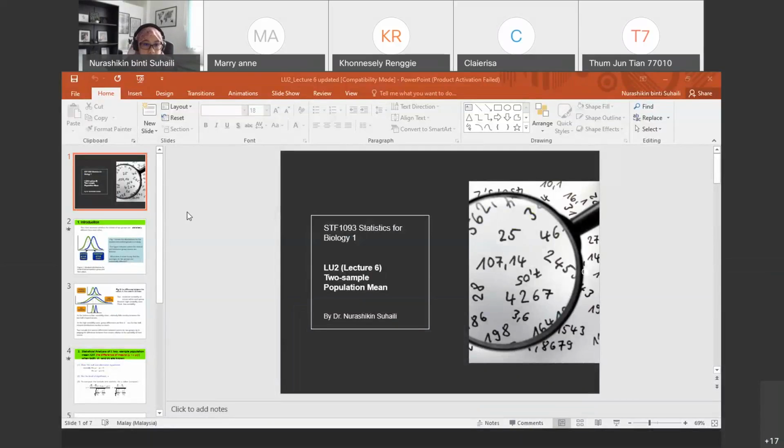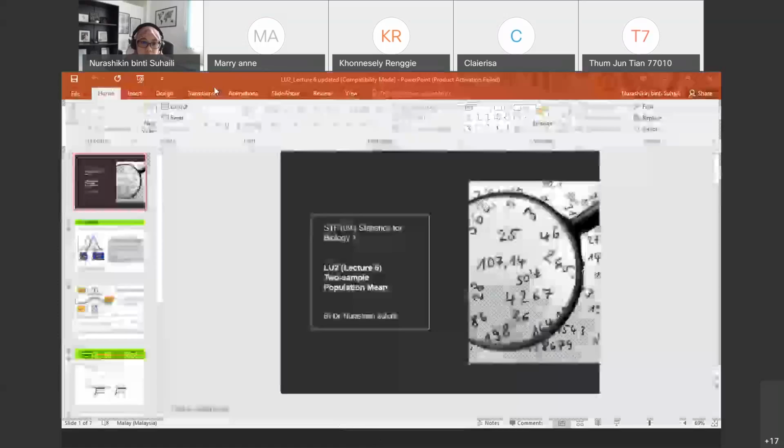So there are 2 lectures. Actually, they're not really different things, but we just divide the lectures into lecture 6 and lecture 7. So if you see later the PowerPoint files on eLearn, lecture 6 and lecture 7, those 2 topics are actually related.